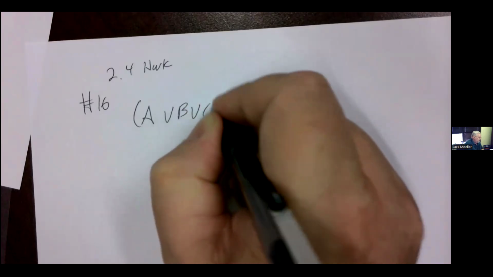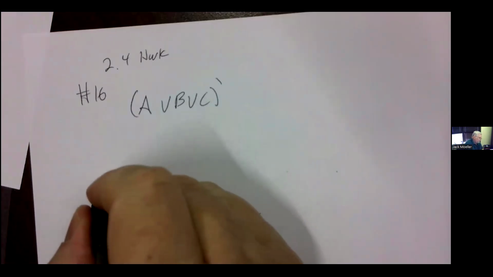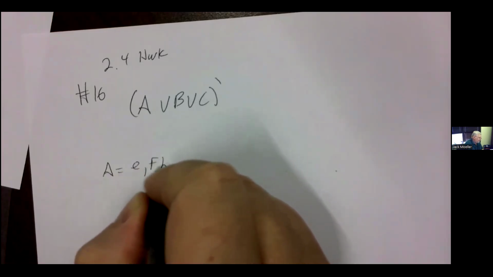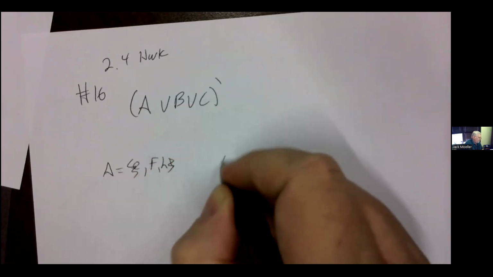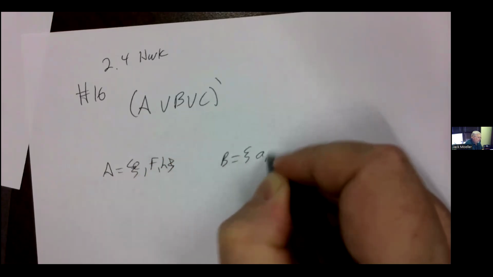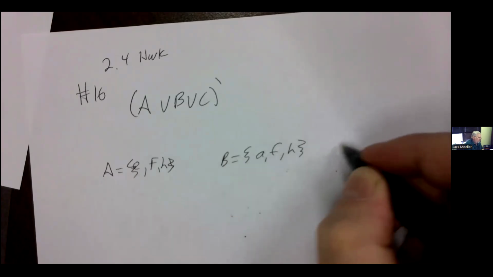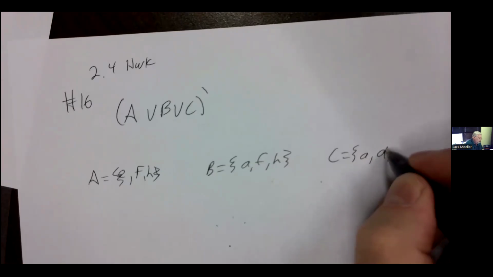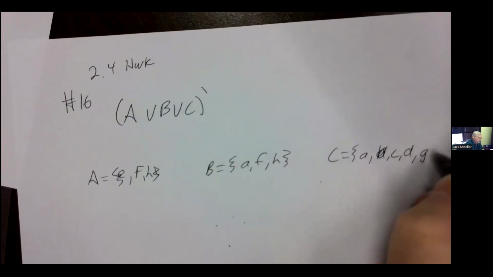Okay, so this is number 16 in the 2.4 homework. What they want us to find is (A union B union C) complement, where A is {E, F, H}, B is {A, F, H}, and C is {A, B, C, D, G}.